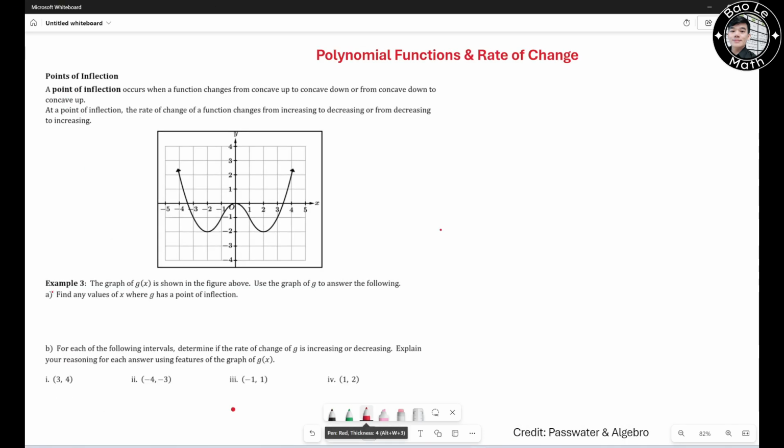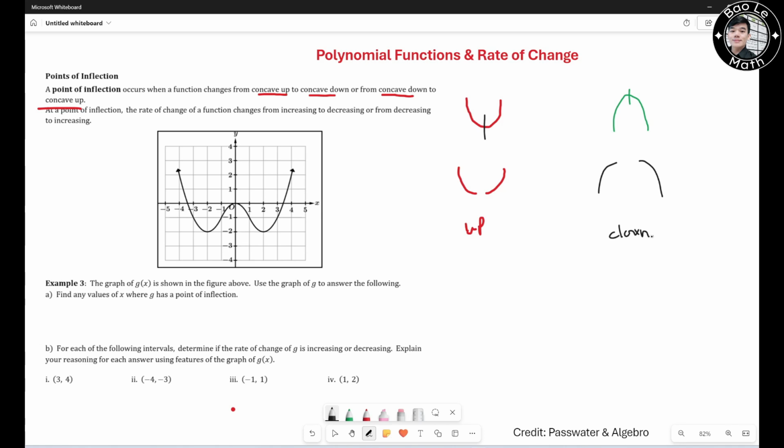Now let's talk about the points of inflection. A point of inflection occurs when a function changes from concave up to concave down, or from concave down to concave up. Function has the shape like this. Or if you cut this one in half, the left half is going to be like this, or the right half is going to be like this. The function is called concave up. If the function has the shape like this, or if you cut this one in half and the function becomes this guy and this guy, this is called concave down. Alright.